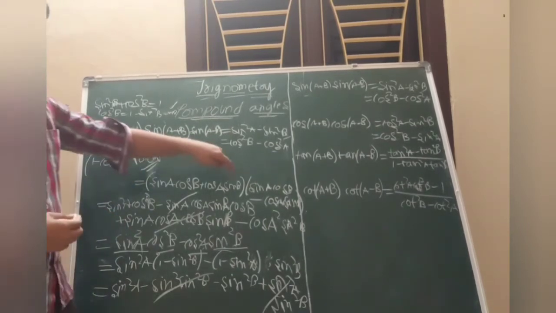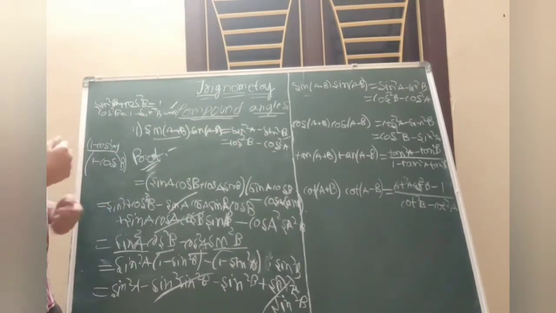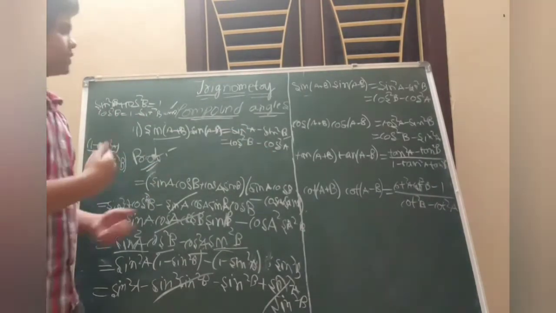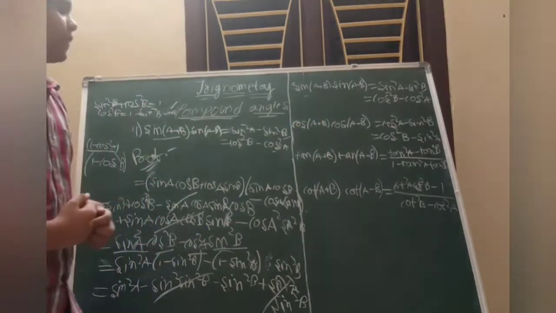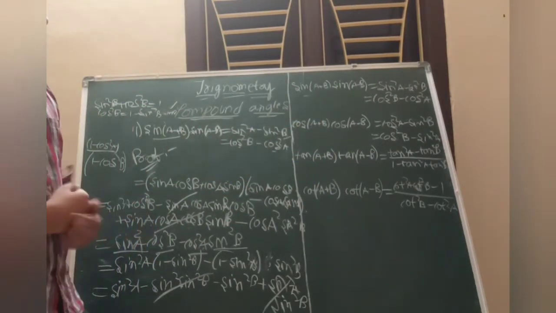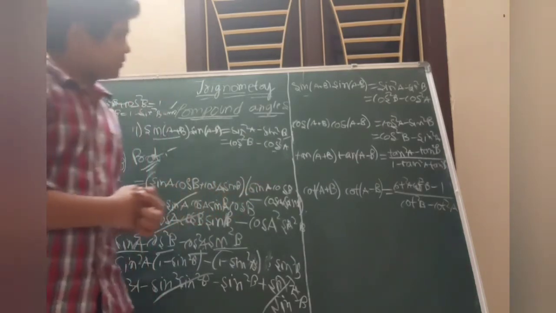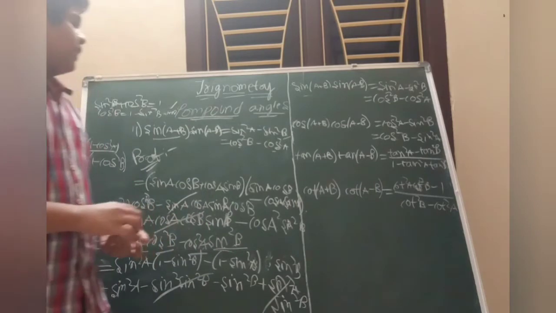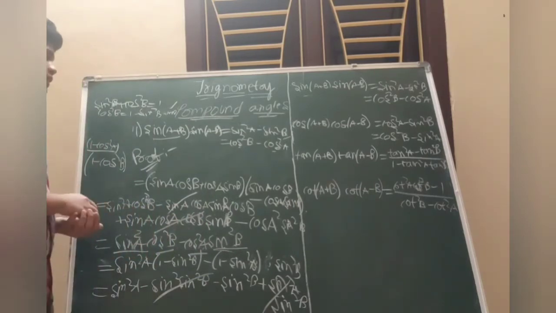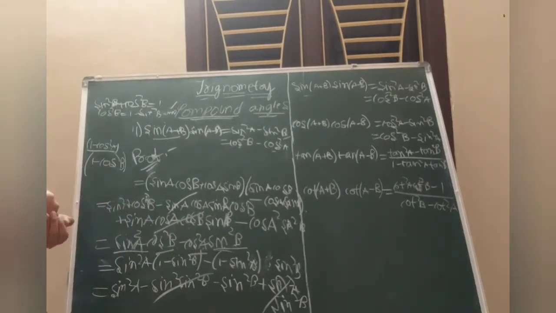Then you get the answer cos square B minus cos square A. In the same way, you can also find the values of cos of A plus B into cos of A minus B, and tan of A plus B into tan of A minus B, and cot of A plus B into cot of A minus B, by just writing their values and multiplying.